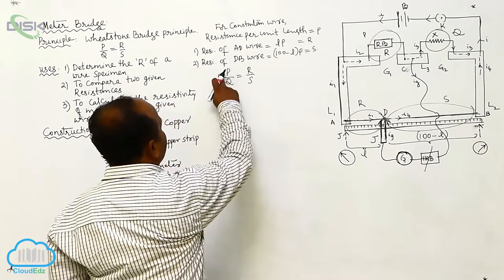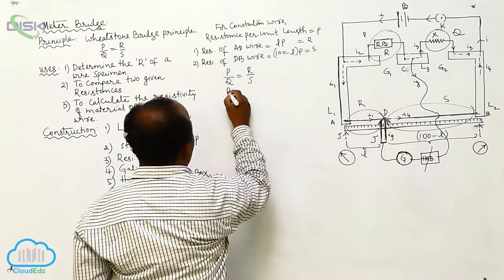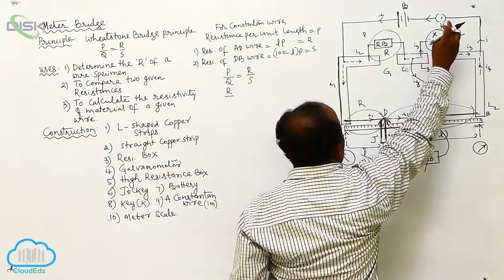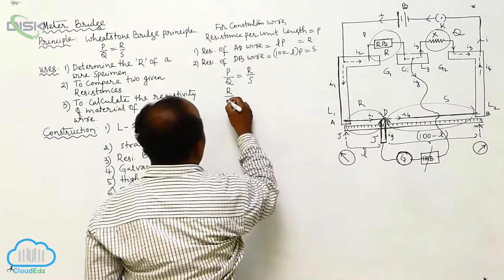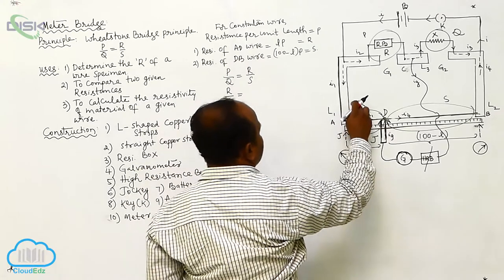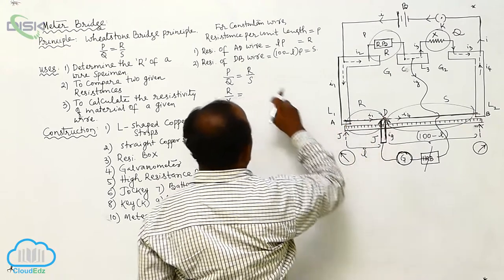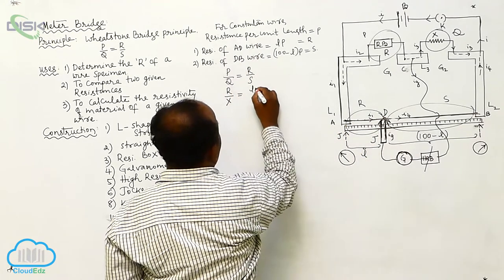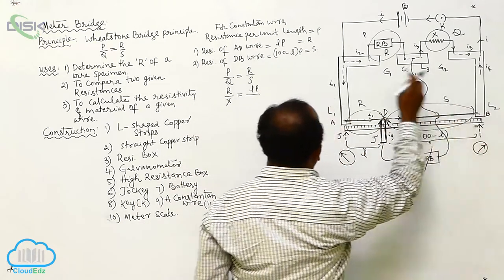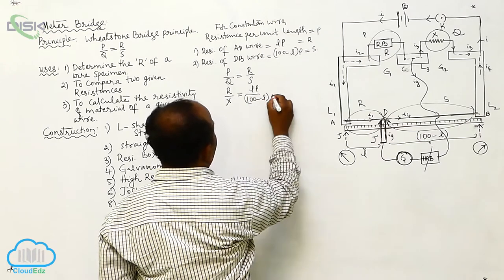What is P? The resistance in the resistance box, R. What is Q? Q is the resistance of the unknown wire, X. What is R? R is similar to the resistance of the AD wire, which is L rho. What is the resistance of the DB wire? Similar to S, S is equal to (100 minus L) into rho.